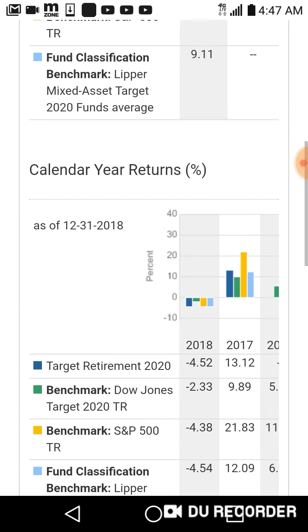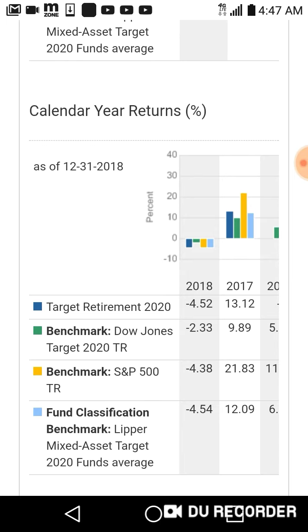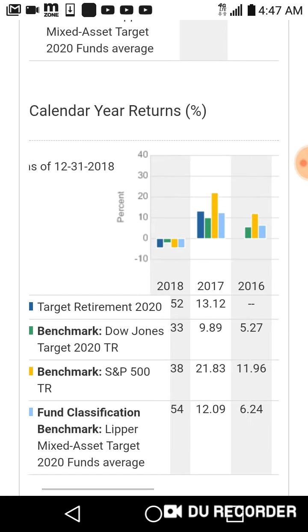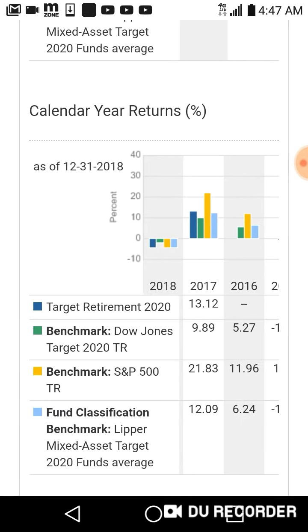This next portion, it will tell you what the returns were for each year that the fund was available. So as you see, in 2019, there was nothing that had a positive return between the 2020 target date, the Dow Jones 2020 target date, the S&P 500. None of them had a positive return. For 2017, 2020 target date had a 13% return. Dow Jones had like a 10% return. S&P 500, 22% return.